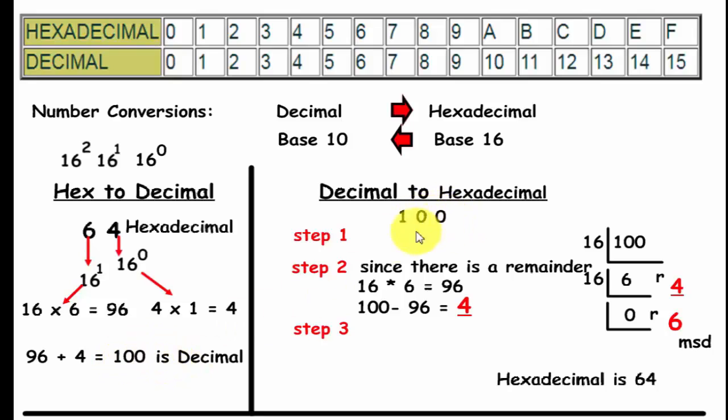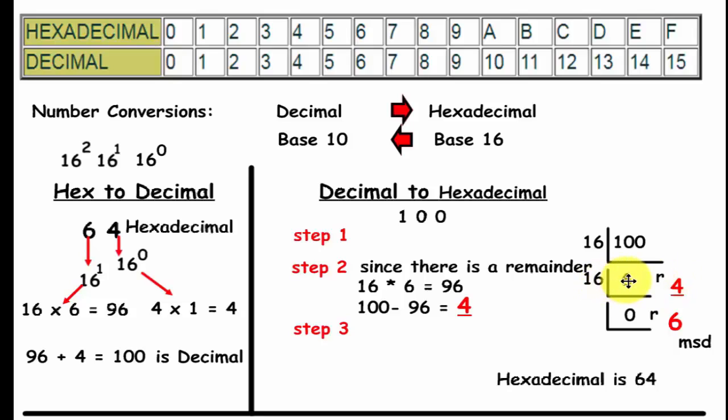Now, the decimal is 100, step 1. We must divide the number by 16 because we want to convert it to hexadecimal. 16 goes into 100 how many times? 6 times. So leave the 6 here. However, you must make sure you understand that 16 times 6 is 96. 100 minus 96 is a remainder of 4, right? Because here's 100 minus 96, remainder of 4.